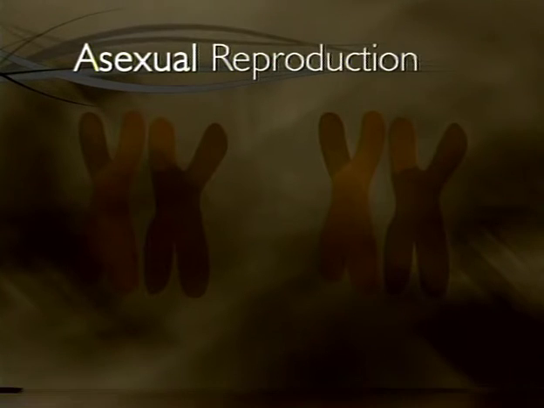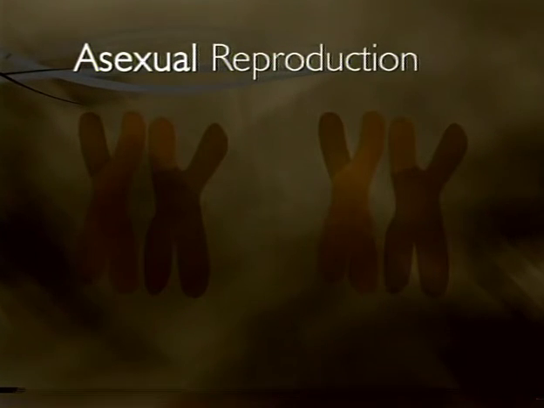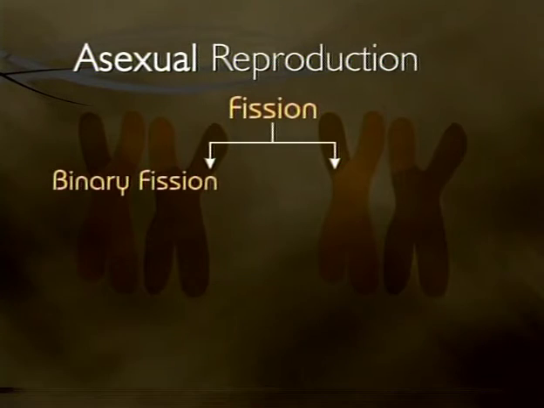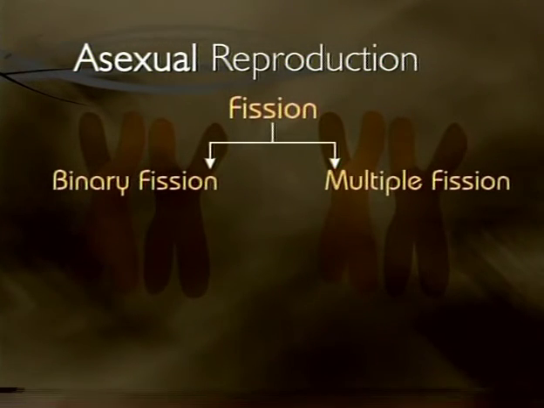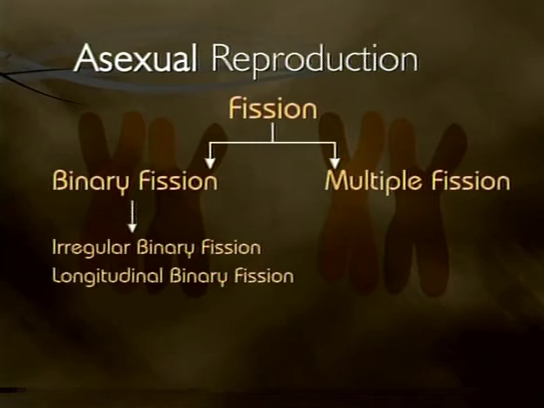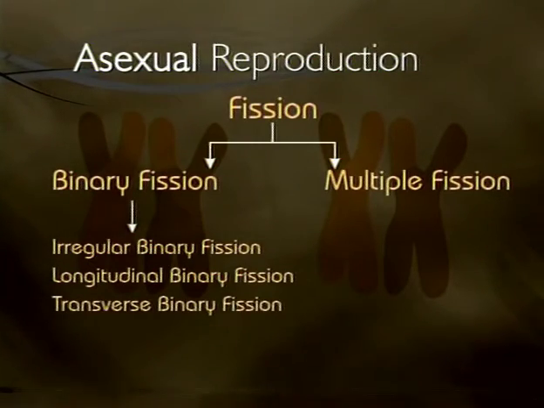So now, let us try and summarize whatever we've learned. The first type of asexual reproduction that we just learned about is fission, which is subcategorized as binary and multiple fission. Binary fission is further classified as irregular, longitudinal, and transverse binary fission.